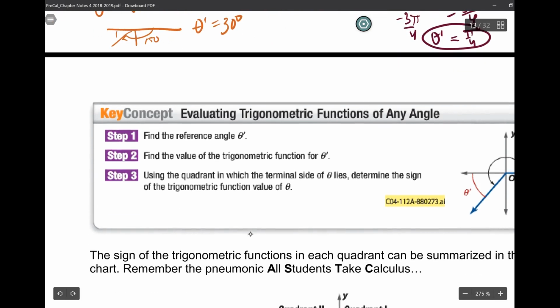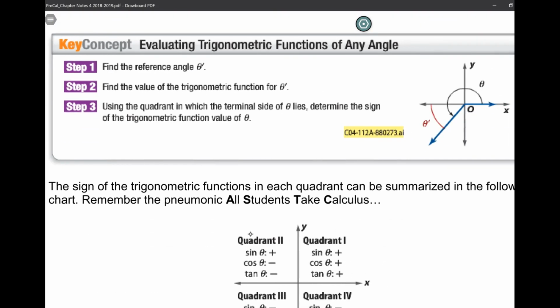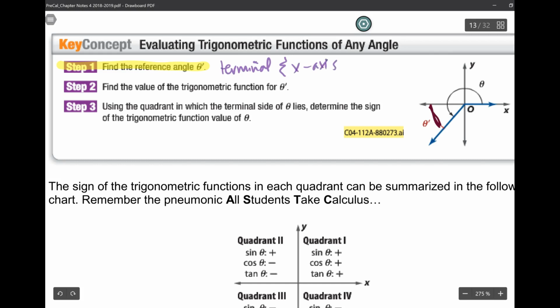Let's keep going. Evaluating trig functions at any angle literally means you found the reference angle. Now, how do we actually find the value of the trig function? You did the hard part already. You found this angle, and that's step 1. Step 1 is you have to find the reference angle of theta, which is between the terminal side and the x-axis. That's the angle between them, and I think that's where people get messed up the most. Once you have this, I feel like the rest is sailing. Not smooth sailing, but it's way easier.